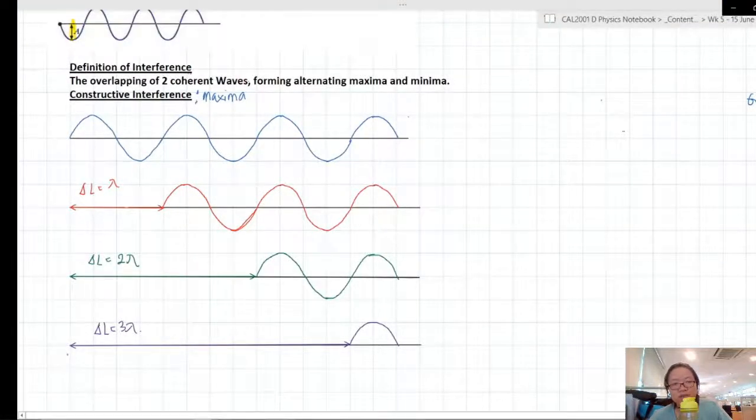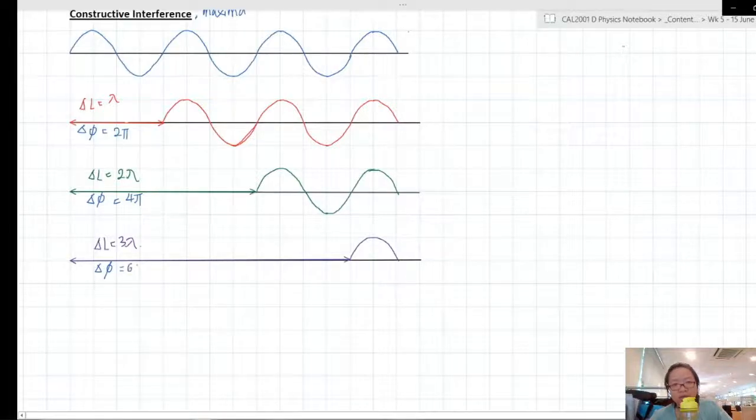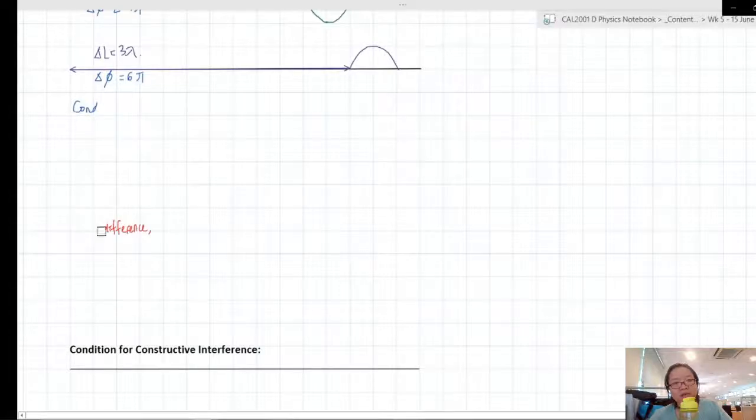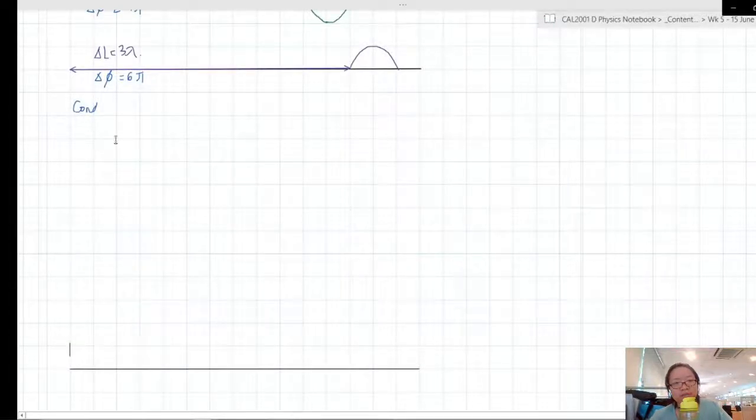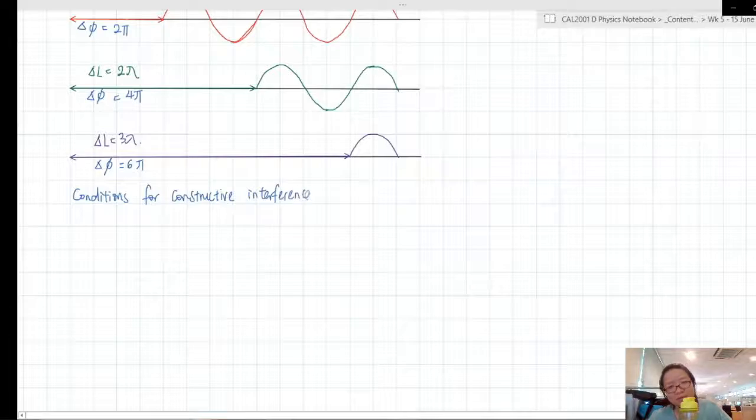All right. So if you want to consider the path difference, they must be in order of lambda. And then the phase differences are all in order of even pi's, because one complete cycle is 2 pi. That would be the condition, no? Okay. So the conditions here are for constructive interference. This one is frequently asked in your paper too, lah.